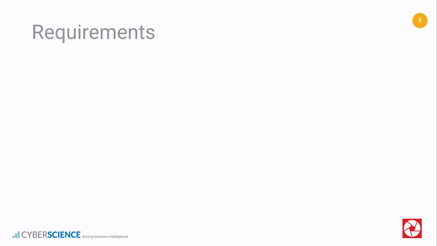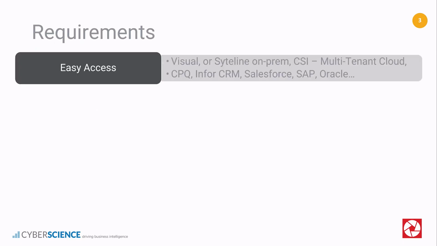Okay, so requirements. When we talk to people, the number one thing they ask us for is easy access to their Visual data. Oftentimes it doesn't end at Visual. They'll say, I want to be able to access Visual and/or Sightline or CSI or CPQ or Infor CRM or Salesforce or even SAP or Oracle or whatever. With Cyberquery, you can access any data you have. One of the nice things about Cyberquery is it is read-only, so just because people have access to Cyberquery does not mean they can modify any of your ERP data. It's very safe in that regard.